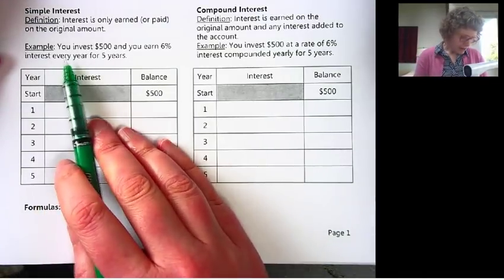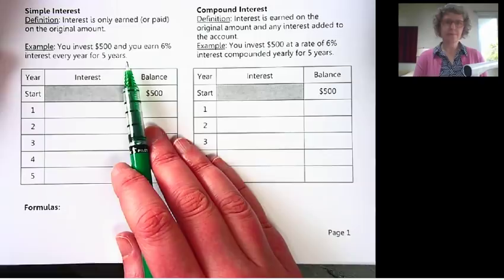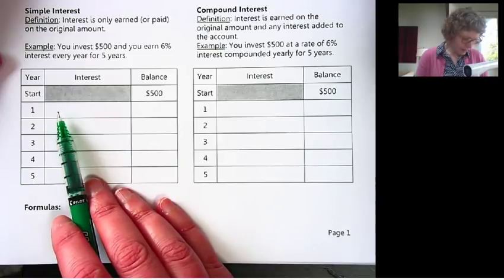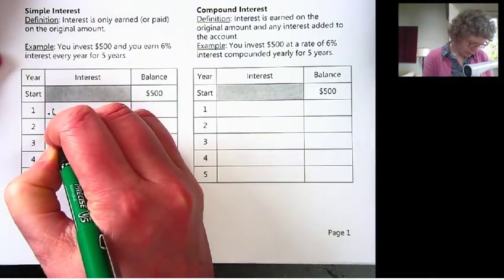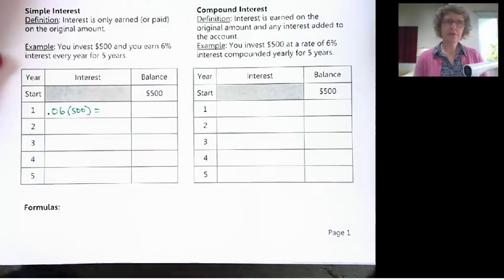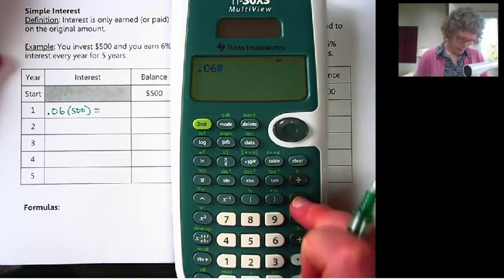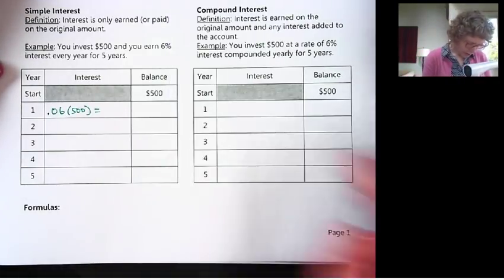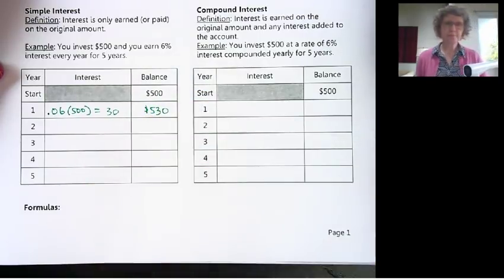So here's an example. You invest $500 and you earn 6% interest every year for 5 years. Okay, so we're going to start with 500 in our balance. To find the interest we earned on that, we need to take 6%. So we're going to change that to a decimal, 0.06 times $500. Let's see what this is. $30. Okay, so after 1 year you have $30 of interest. If we add that, our new balance is now $530.